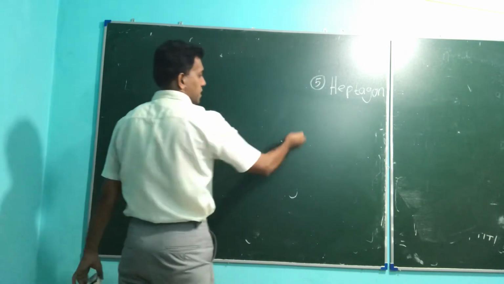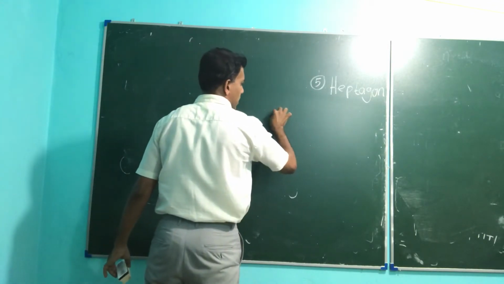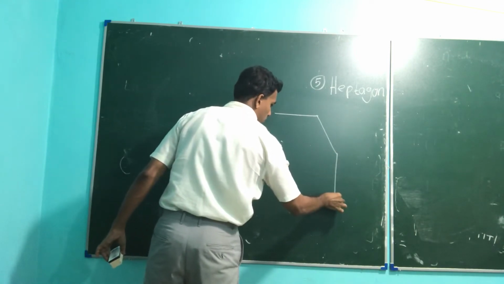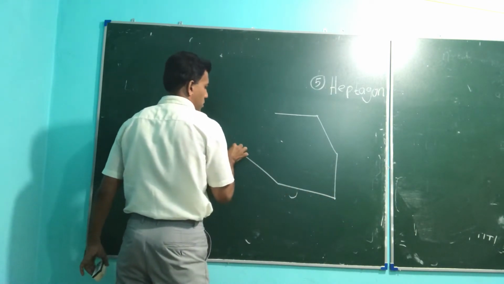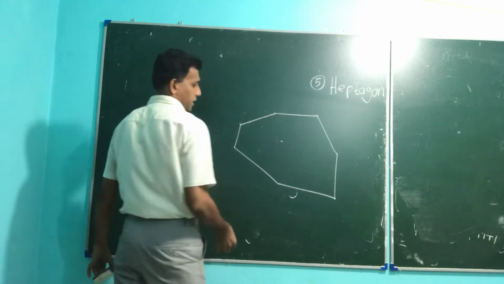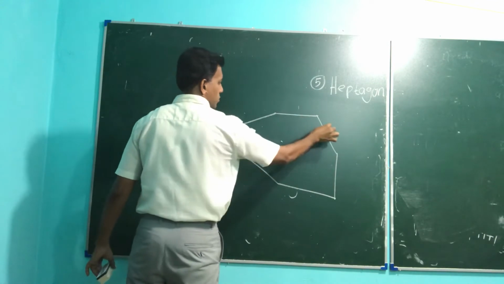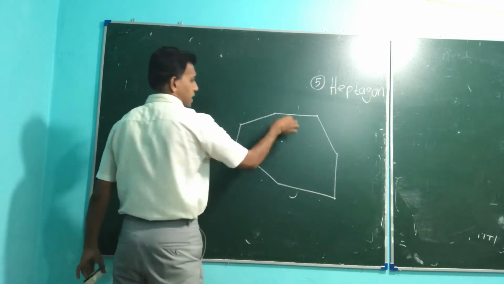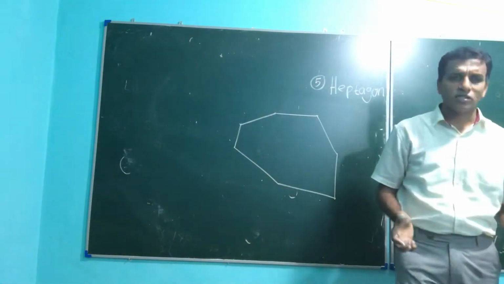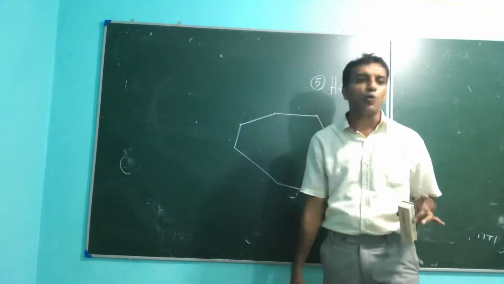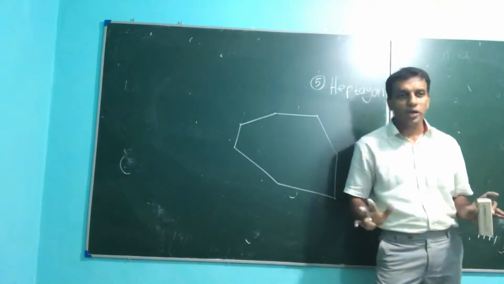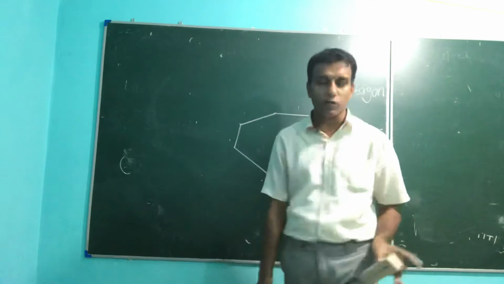So what is the shape? Heptagon, 7 sides, right? 1, 2, 3, 4, 5, 6, 7. Check my answer. 1, 2, 3, 4, 5, 6, 7. 7 sides you can draw whatever it is, not a regular one. You can't draw regular. I will tell you later. In nature, there is no regular heptagon. We'll see that later, right?